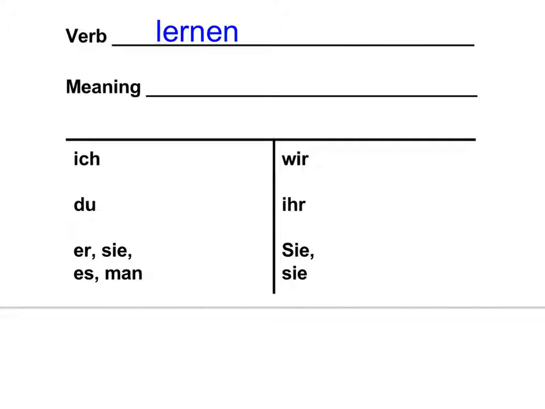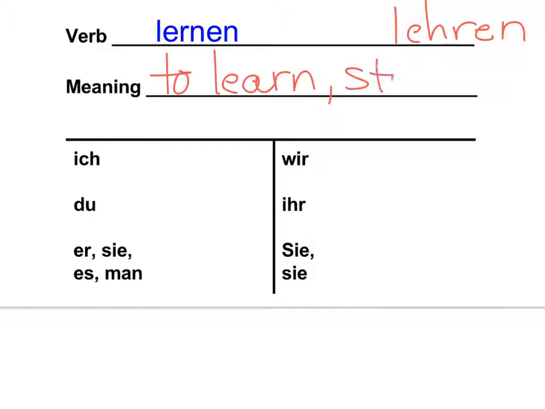Alright, lernen. What's it mean? To learn or? To get learned. Nope. To teach. No. To teach would be, so Lehrer is teacher, so lehren. They're very similar. Or to study. Okay. So ich what? Lerne.